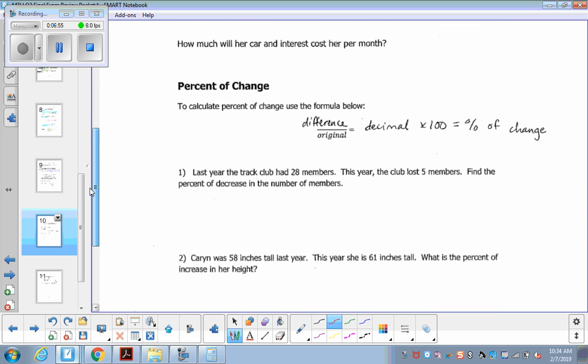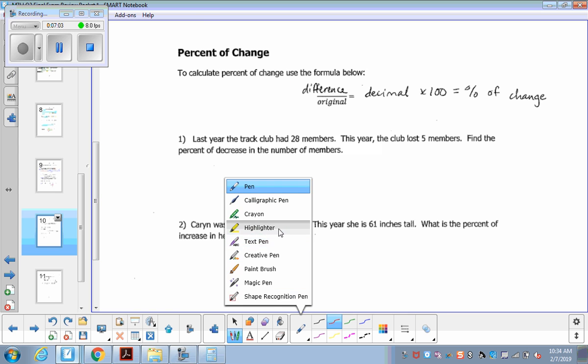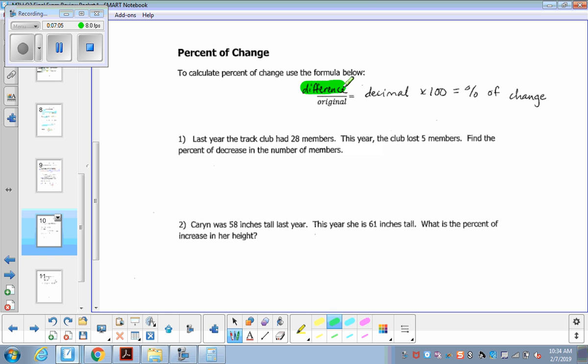And real quick, with percent of change, you take the difference of the 2 numbers and you divide it by the original. And in the calculator, when you take the difference of the 2 numbers and divide it by the original, that gives you a decimal. And a lot of you can just move the decimal over twice, but some of you just hit times 100 in the calculator, and that tells you the percent of change.